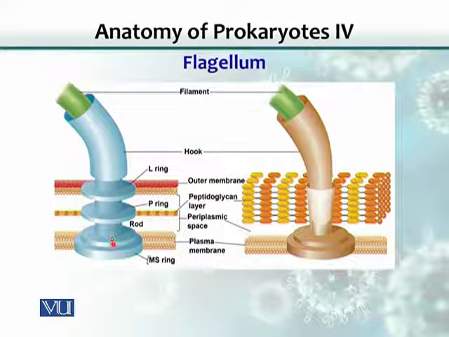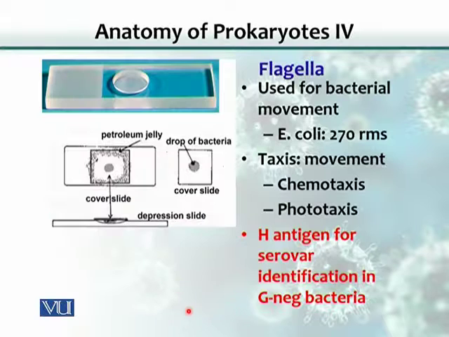And this basal body basically rotates. It can rotate clockwise as well as anti-clockwise. For normal motility, movement, it rotates anti-clockwise. Now, the motility of bacteria can be demonstrated by using a slide that has a depression in it. It's called a cavity slide. It has a depression engraved on the slide.